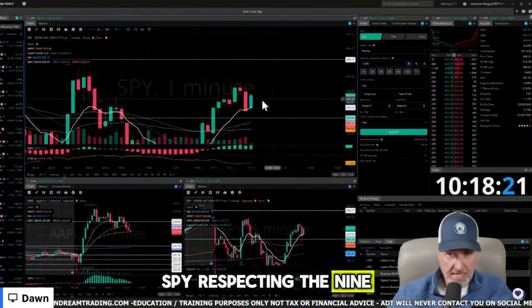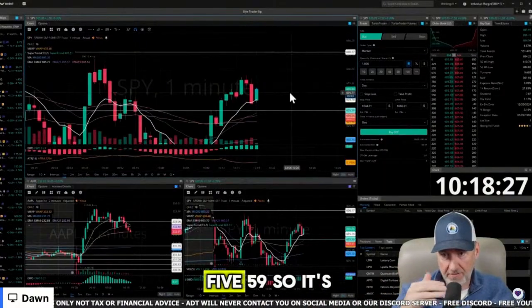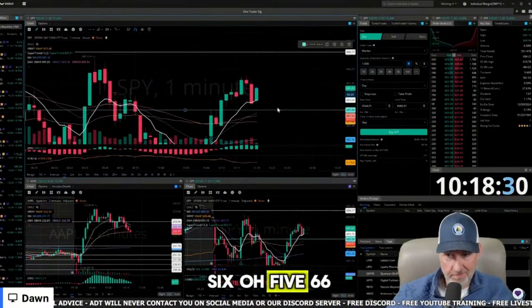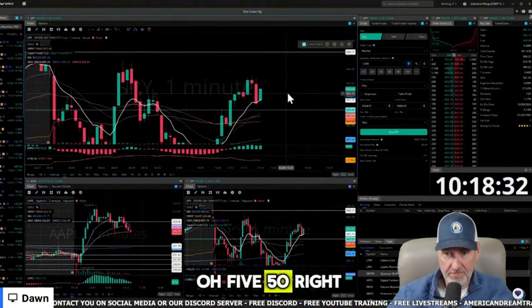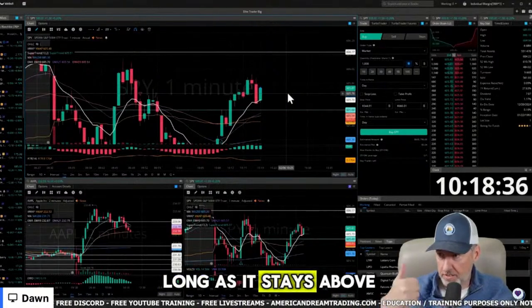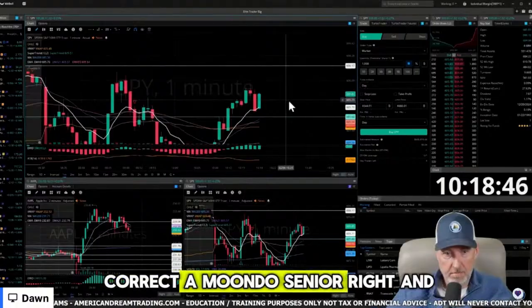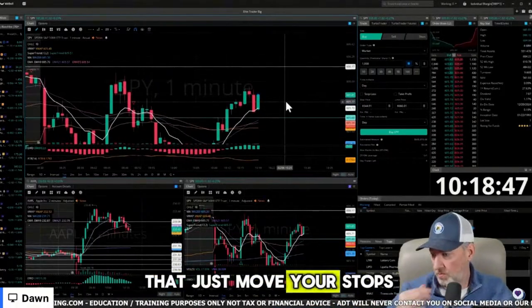SPY respecting the 9, bounced. Now remember, this has to stay above that 6. I've got 605.59, so it's 605.60, 605.50, right? It's going to be off by 20 to 30 cents. So it's right in this level. As long as it stays above, you guys are beautiful still to the upside, right? Right. Correcto mundo, senor. That's right. And then just move your stops.